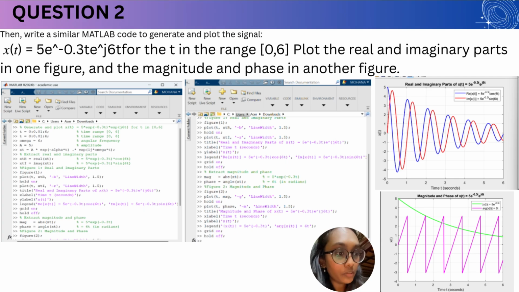Using Euler's formula, the real part is 5 e to the power of negative 0.3t cos 60, and the imaginary part is 5 e to the power of negative 0.3t sin 60. Figure 1 shows both oscillating with a decaying envelope. Figure 2 shows magnitude smoothly decaying from 5 and phase increasing linearly. That concludes question 1 and 2.